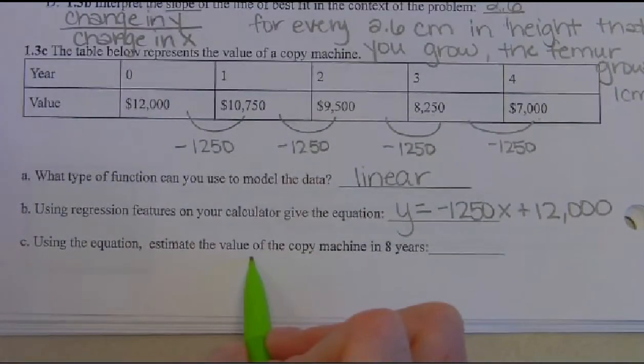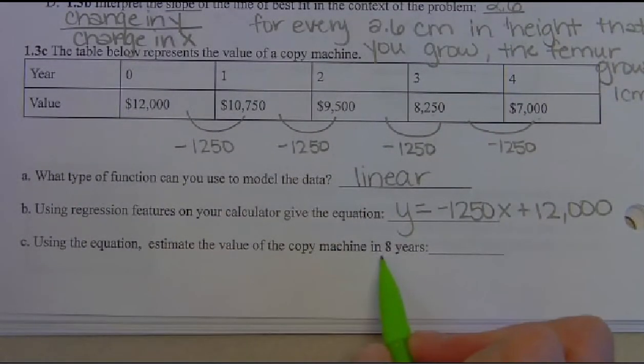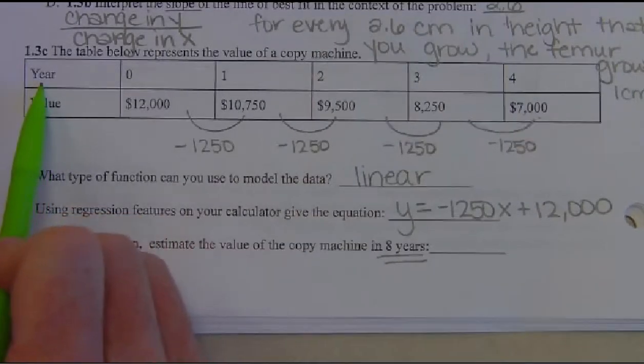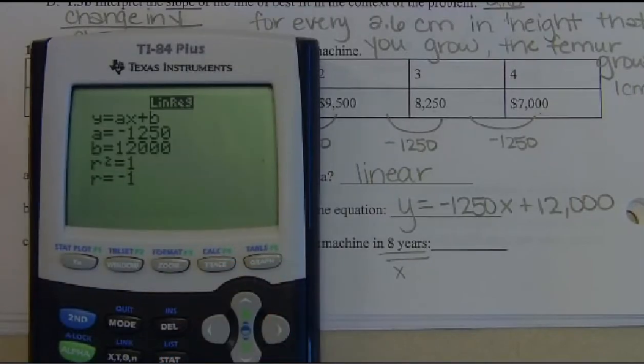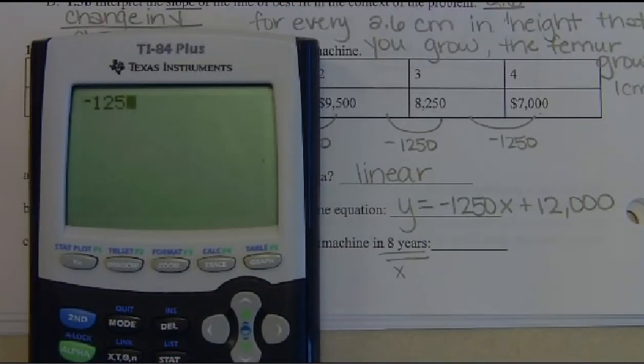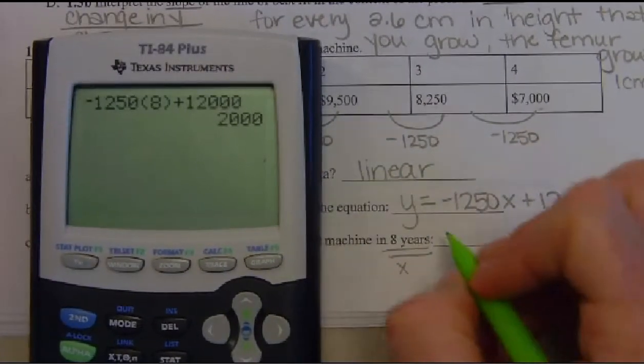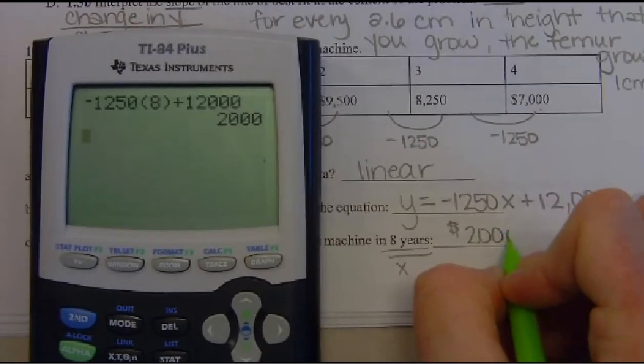The last question says, estimate the value of the copy machine in 8 years. Because it's 8 years and years represents my x, all I'm going to do is plug in 8. And that will give me the value of the copy machine in 8 years.